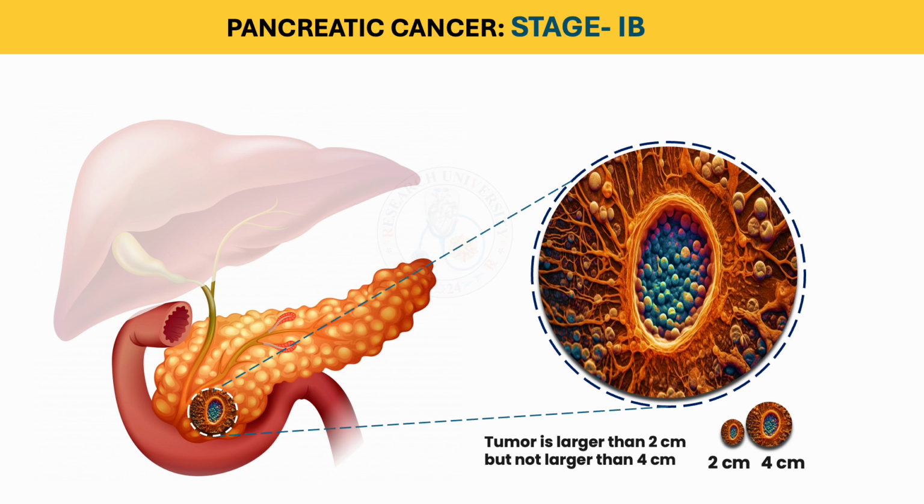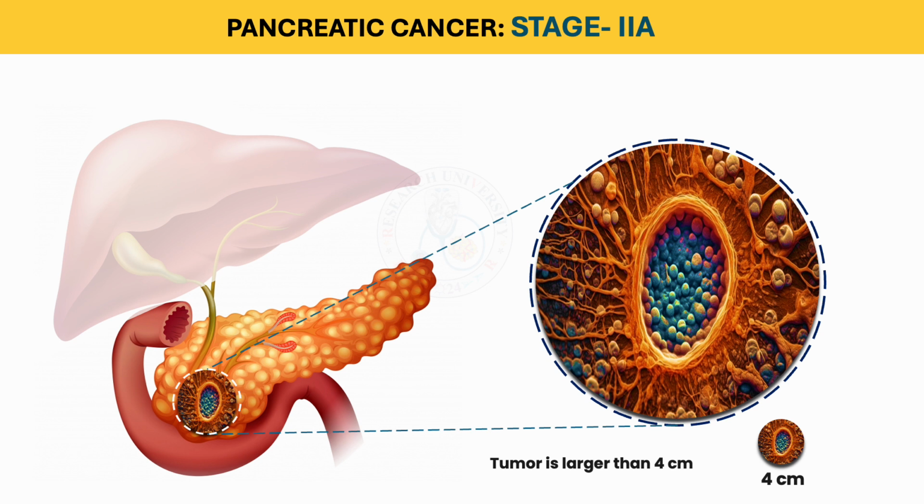Proper diagnosis and treatment is essential for stage 1 cancers to improve the prognosis. The next stage is stage 2A. Pancreatic cancer is characterized by the tumor having grown larger, measuring more than 4 centimeters in size. At stage 2A, the cancer may have extended beyond the pancreas to nearby tissues or organs such as the duodenum, bile duct, and nearby lymph nodes. However, it has not spread to distant sites in the body.